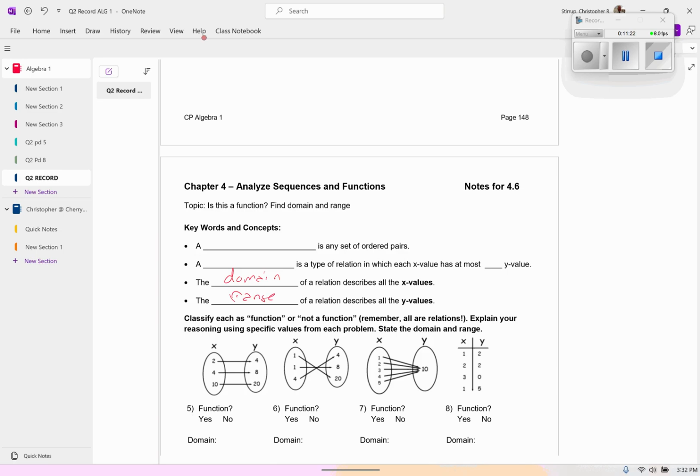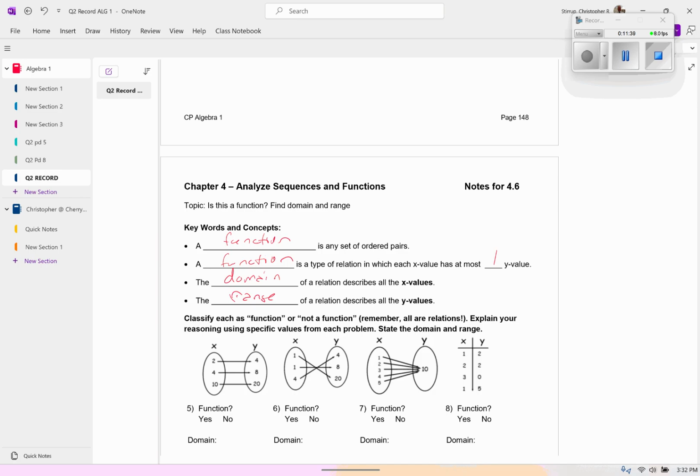A function, I guess we can say, is a set of ordered pairs. A function is a type of relation. That means you have only one y value. So we'll talk about that as we get down here a little bit more.